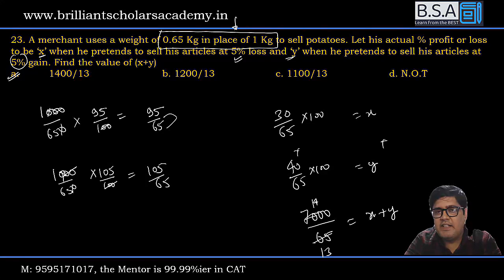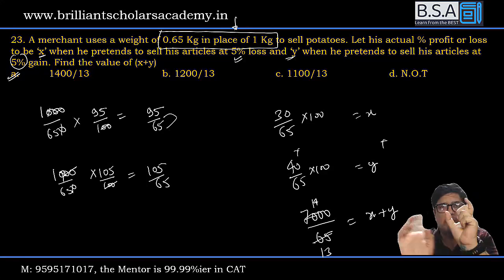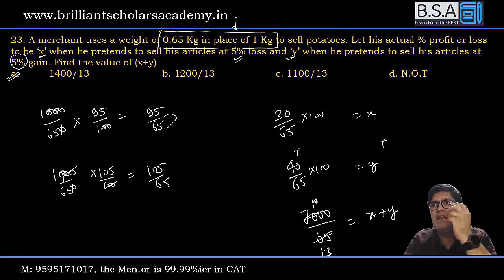You could have done this by assuming reference as 1000. With a reference of 1000, he says there is a 5% loss, so a loss of 50. So basically he is charging you 950, but at the back end he is using 650. So what is the gain? The gain is 300 upon 650, which is the same thing as this.